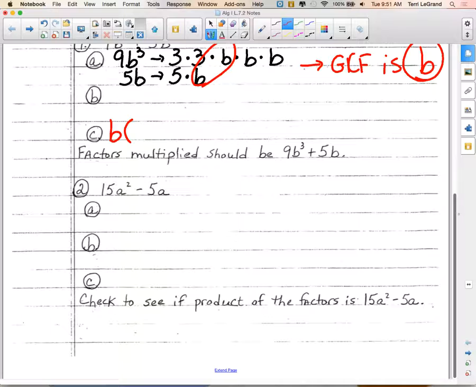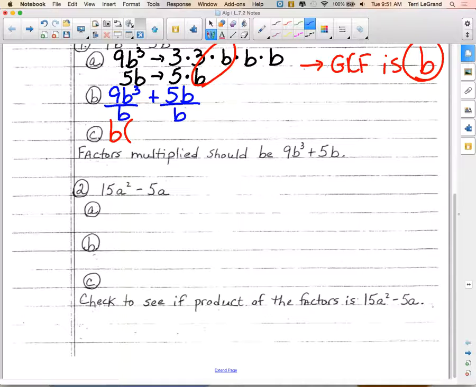So the next thing that we need to do, it says in step B, it says we need to divide each term by that GCF. So we're going to rewrite our addition problem. I think I'll use another color here. We're going to rewrite our addition problem that we had. And each of those terms is going to get divided by that B.